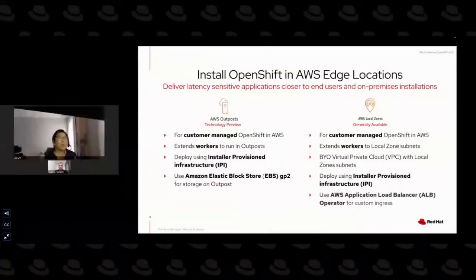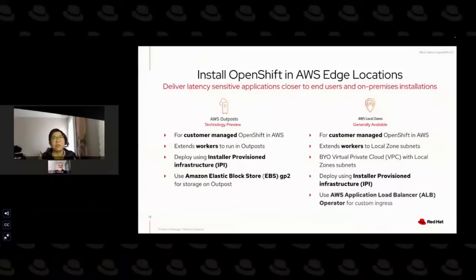Yes, so in 4.12, we're making it easier for you to deliver low latency applications closer to your end users and on-premises installations. And so what we're doing is we're extending OpenShift to the edge by adding support for AWS Outposts and AWS Local Zones for customer managed OpenShift on AWS. So with Outposts, customers using self-managed OpenShift on AWS can now provision OpenShift clusters to take advantage of Outposts.